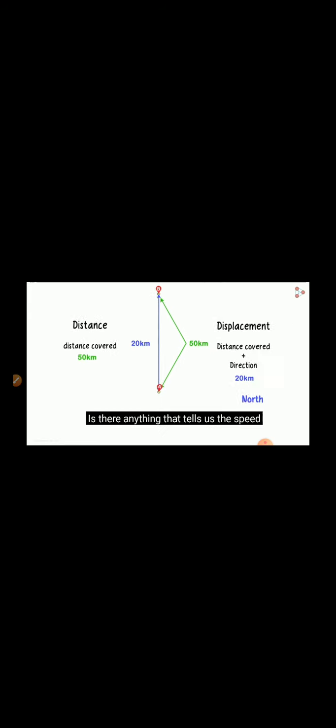So speed does not tell us the direction. Is there anything that tells us the speed along with direction? Yes, it's velocity, which can be written as lowercase v. Let's see how it differs from speed.